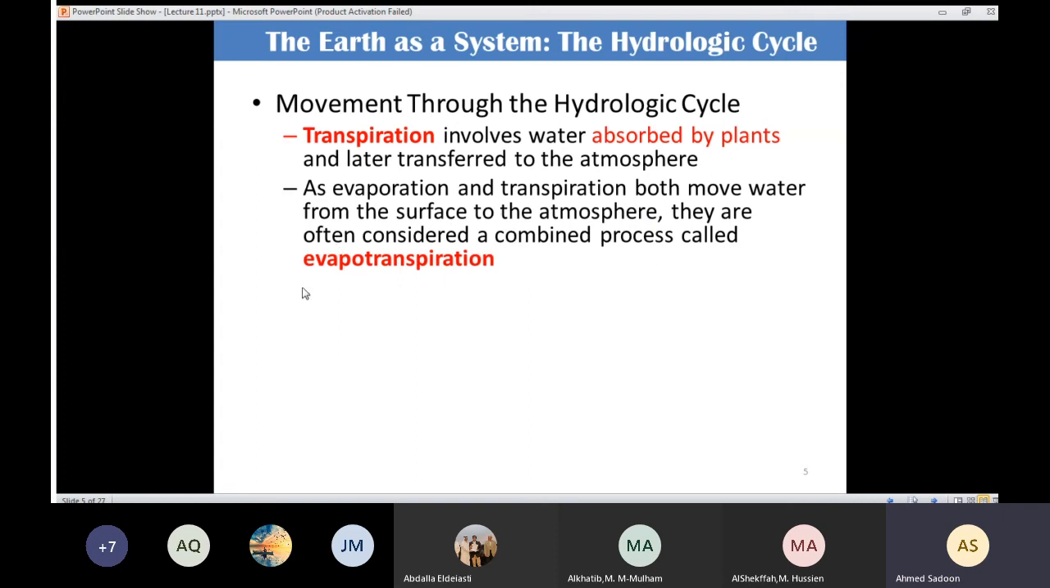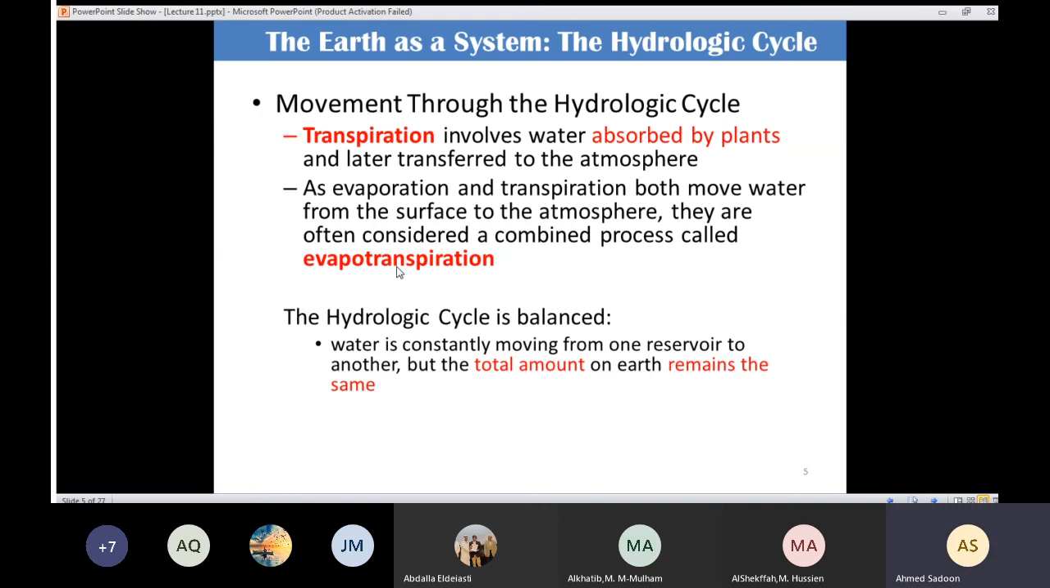As evaporation and transpiration both move water from the surface to the atmosphere, they are often considered a combined process called evapotranspiration. So whether it's evaporation, which is a process in which water changes from liquid to vapor, whether it's from oceans or from plants, we call this process evapotranspiration.